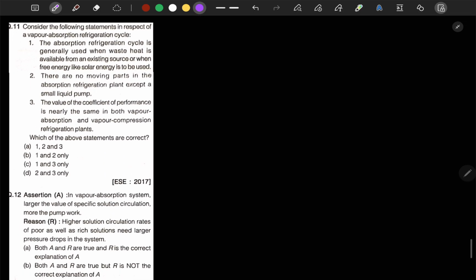Next, consider the following statements with respect to the vapor absorption refrigeration cycle. The absorption refrigeration cycle is generally used when waste heat is available from an existing source or when free energy like solar energy is to be used, correct. This option is correct. There are no moving parts in the absorption refrigeration plant except the pump, correct. The value of coefficient of performance is nearly the same for both. No, this is incorrect. Okay, only statements 1 and 2 are correct.